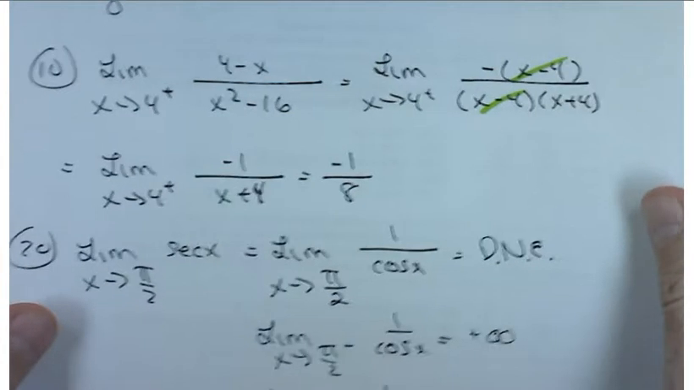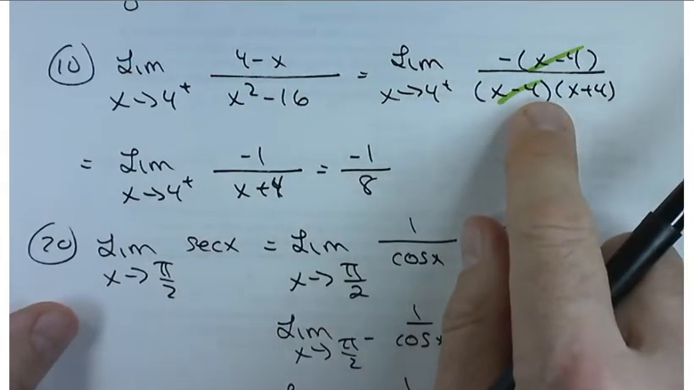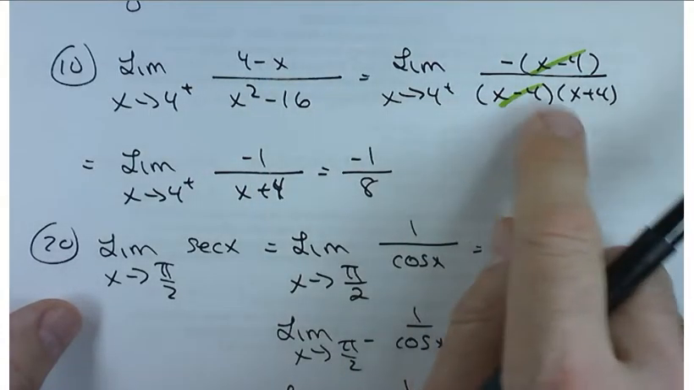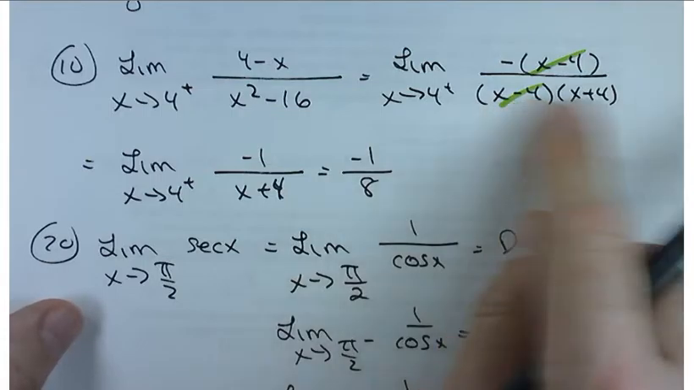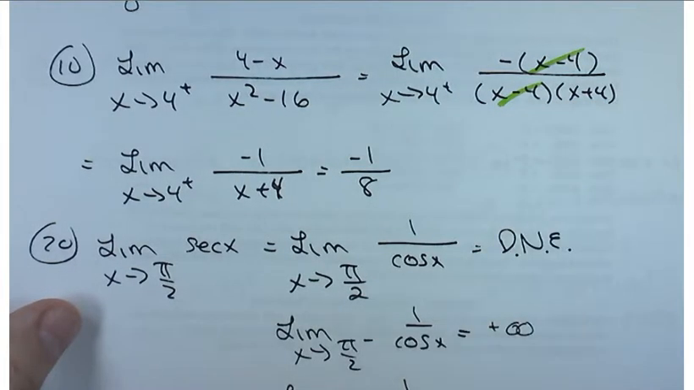Back up here with problem number 10. We got some cancellation. So if you were to graph problem number 10, at x equals 4, there would be a hole in the graph because you'd have a removable discontinuity. But at x equals negative 4, you'd have a vertical asymptote and a non-removable discontinuity.